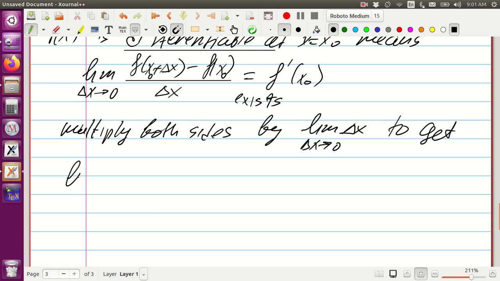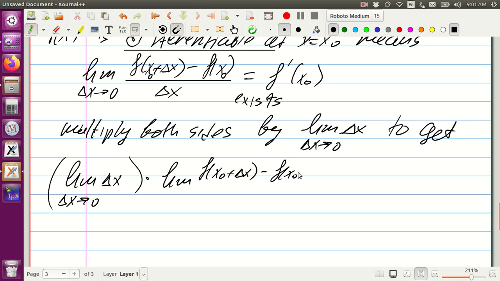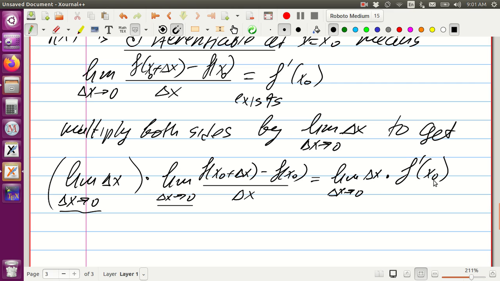We're going to get that limit of delta x when delta x approaches 0 times the limit of f of x sub 0 plus delta x minus f of x sub 0 over delta x when delta x goes to 0. And look, this part and this part are the same. And on the right side, we're going to get limit of delta x when delta x goes to 0 times f prime at x sub 0. All right, but since we have a product of two limits, we know that we can put them together.